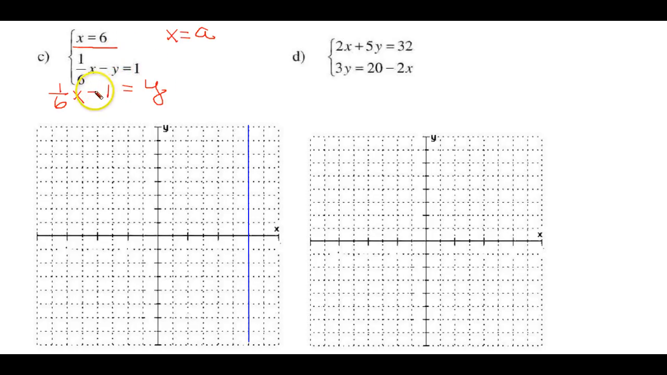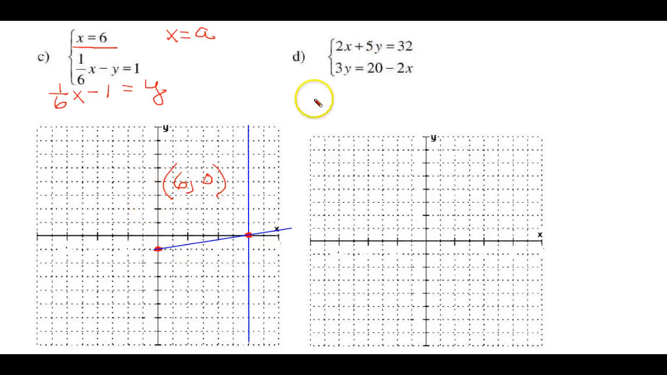So my y-intercept is 1. And my slope is 6: 1, 2, 3, 4, 5, 6, up 1. So I can see my point of intersection right away here. So my ordered pair for this one is going to be 6, 0.